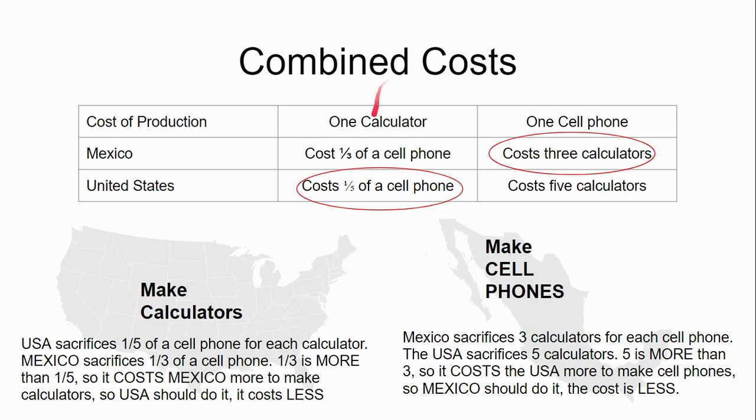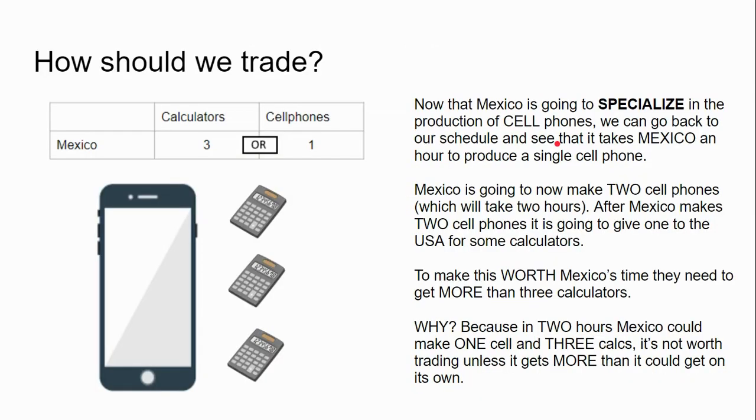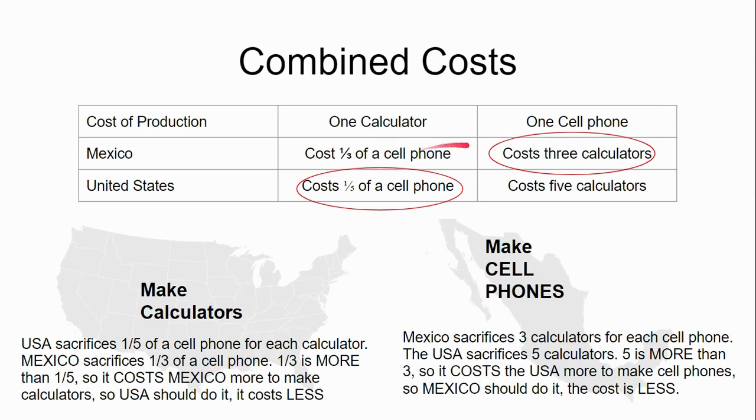So that's the cost. We determined that the United States should make calculators because it gives up less opportunity cost, it sacrifices less. And we've determined that Mexico should make cell phones because it gives up less, right? 3 is less than 5, it gives up fewer calculators to do that. This is probably the most confusing part for people. So if it doesn't make sense, just rewatch it and hopefully it does, or contact me if you have questions.